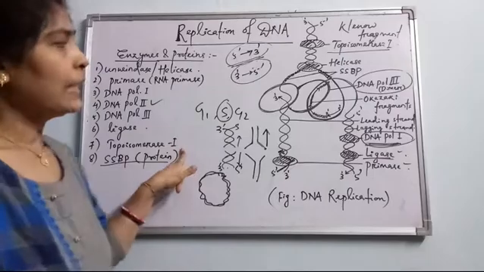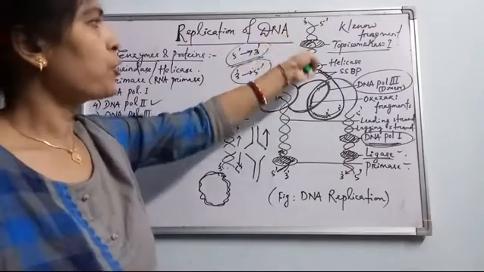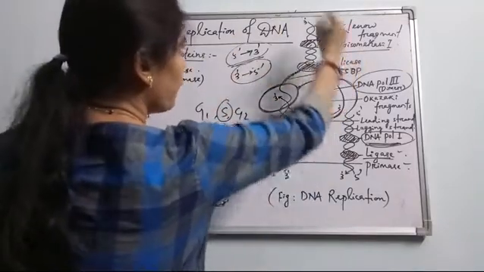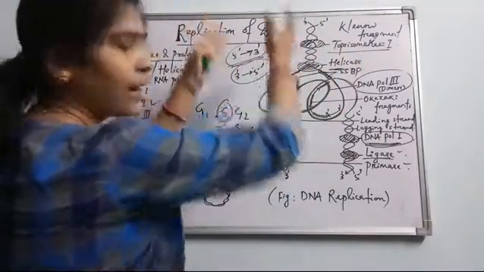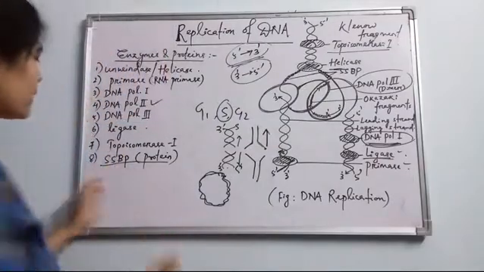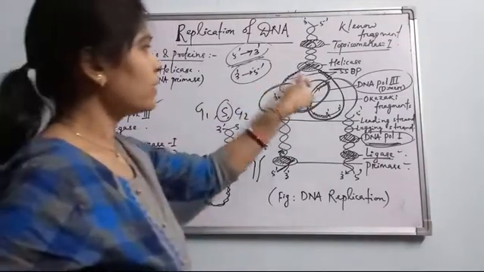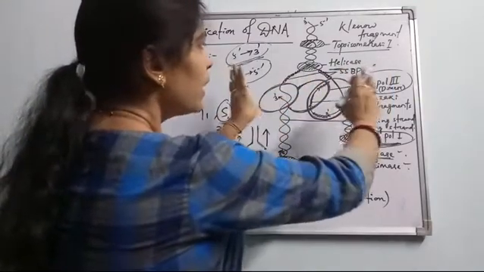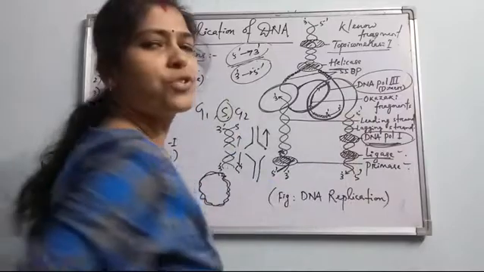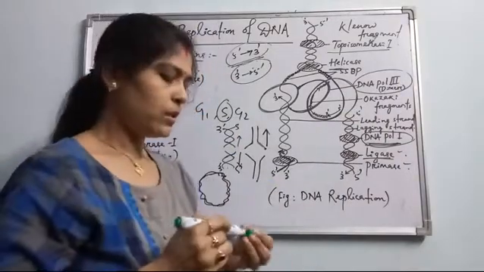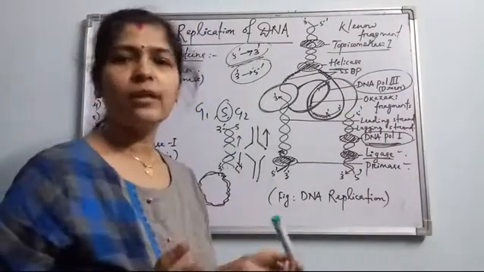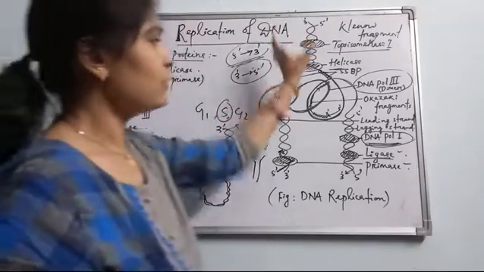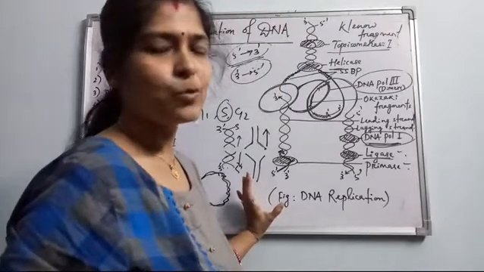Then topoisomerase 1, what is it? It relieves the positive supercoiling ahead of the replication fork, so that it will be easier for the helicase to unwind the strands ahead of the replication fork. Then SSBPs are the single stranded binding proteins which bind in the single stranded regions of the DNA template strand, so that they remain unwound till the synthesis process is over. So this is all about DNA replication, a very interesting and very easy process, and these are the enzymes needed, and this is the DNA replication mechanism showing the diagram.